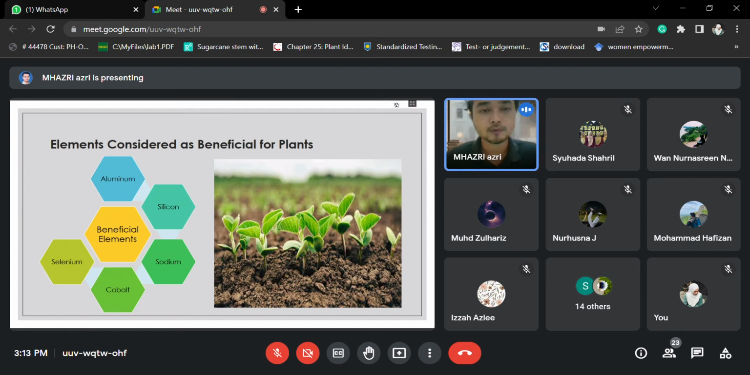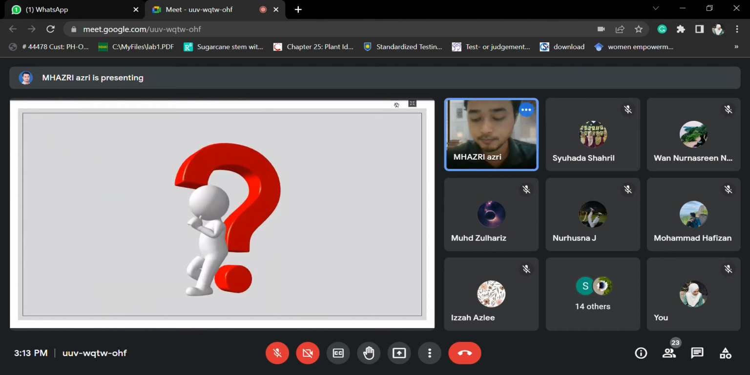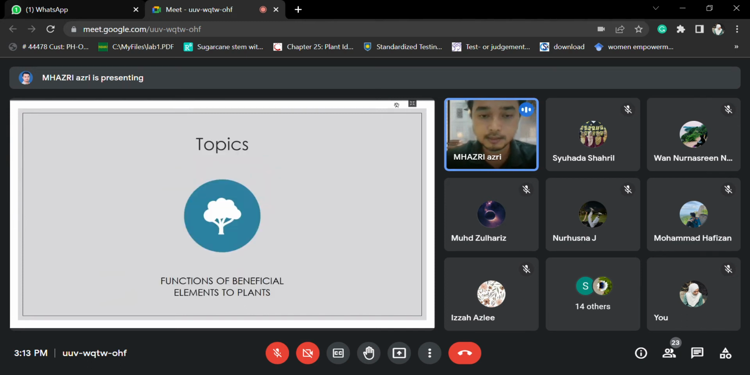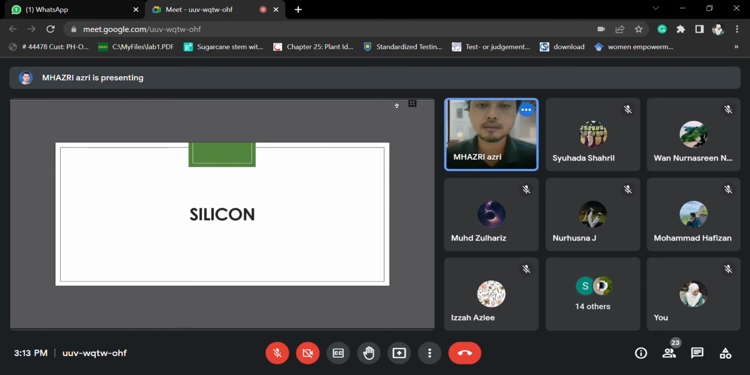Ada beberapa contoh lain. Tapi kita fokus pada 5 ini saja sebab 5 elements ni telah dikaji dengan sangat menyeluruh oleh saintis-saintis. And we can conclude these elements can enhance plant growth directly or indirectly. Okay, so tak ada persoalan kan? Kita baru beberapa slide saja. So let us continue with our second topic, functions of beneficial elements to plants. Okay, let us go to the first element, which is silicon.